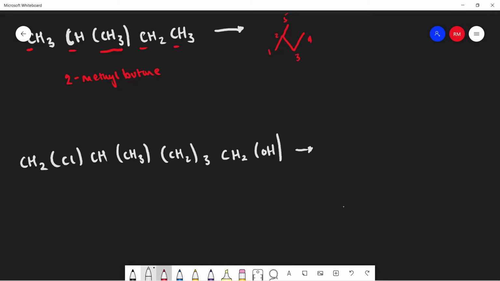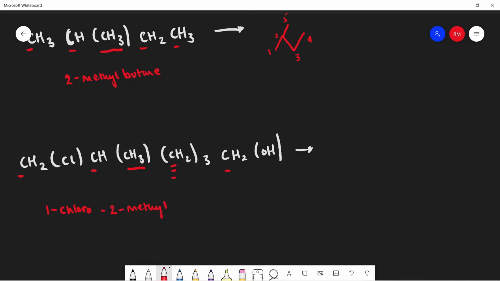So the first thing we want to look for here is 1, 2, 3, 4, 5, 6 carbon atoms. So we know it's going to be hex something. Now, as we can see here, there's 1 chlorine, so we're going to have 1 chloro hex something. Now, I'm just rubbing out the hex to make some room. There's a methyl group here on carbon 2, so we're going to have a 2 methyl.